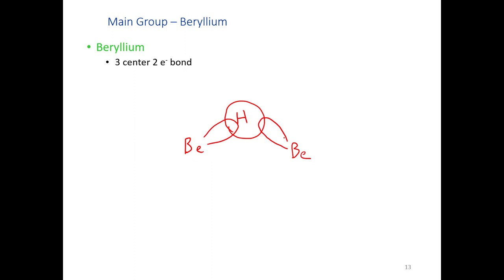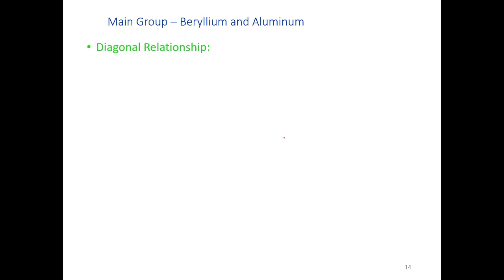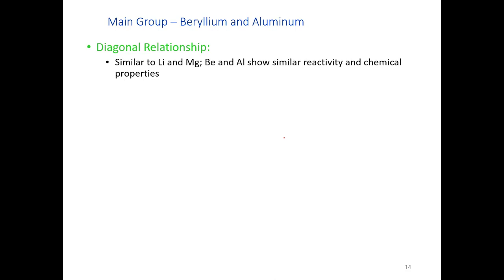When we cover MO theory, these types of interactions will probably make more sense. One way to think of it is you have 3 positively charged nuclei, and they're electrostatically held together by 2 electrons. That's another way to conceptualize a 3-center 2-electron bond. Beryllium also has a diagonal relationship similar to lithium and magnesium, where beryllium and aluminum show similar reactivity and chemical properties. They have similar atomic properties for the same reasons discussed before.